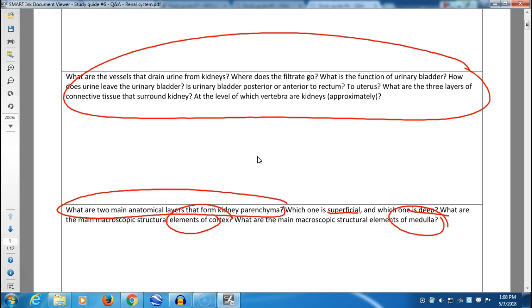We got this. So we got this urinary bladder contained. How does a urinary bladder drain? It leaves through the urethra. Urinary bladder is anterior to rectum and to the uterus. 3 layers of connective tissue that surround kidney. That's renal fascia, perirenal fat tissue, and connective tissue capsule. Level of which vertebrae? L2.